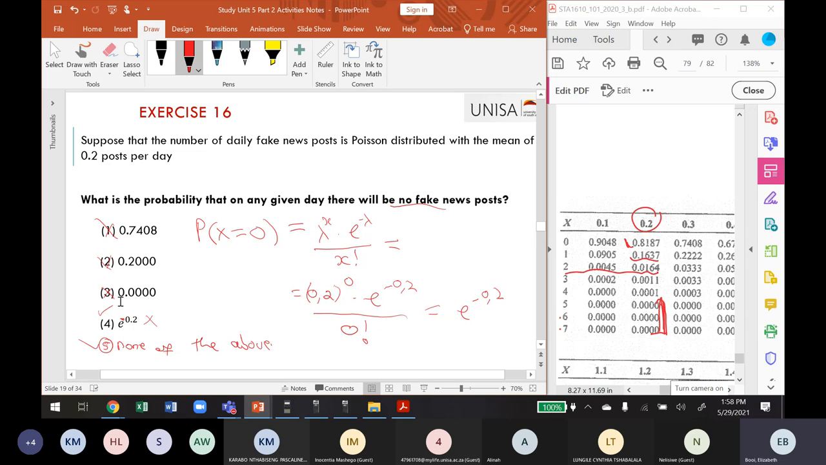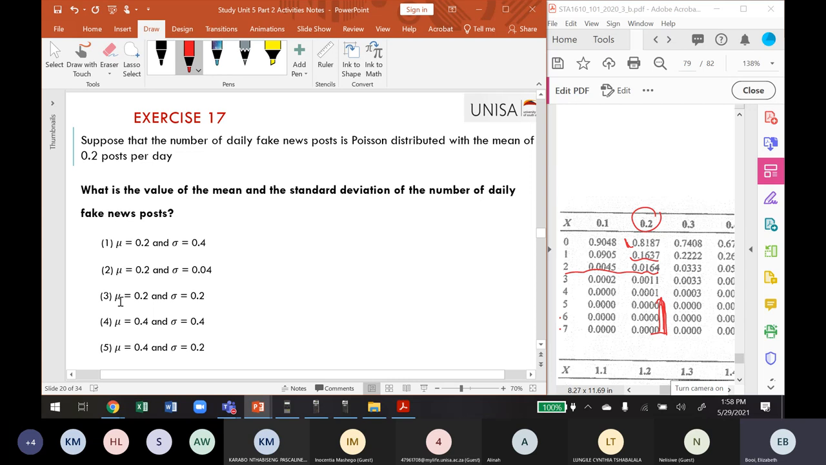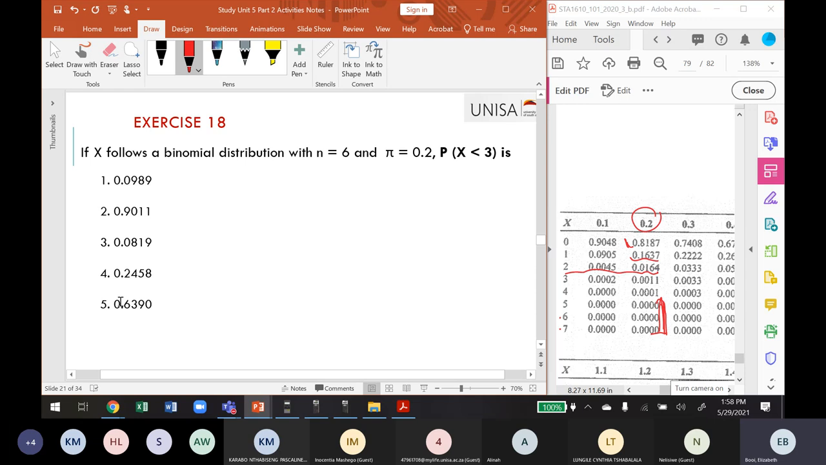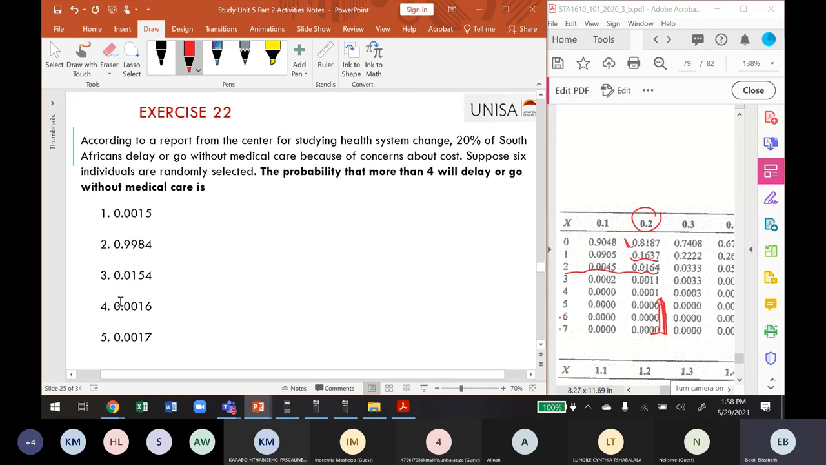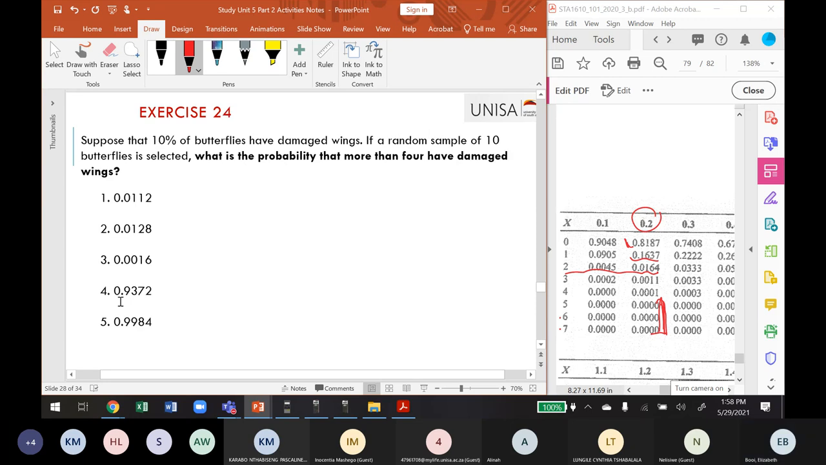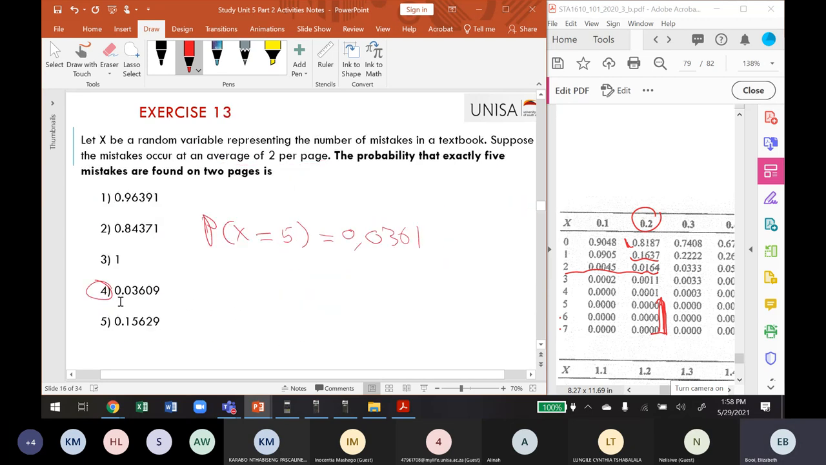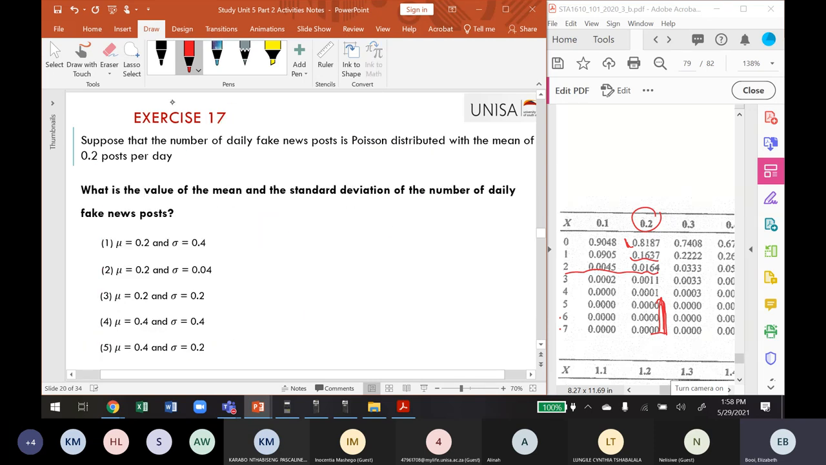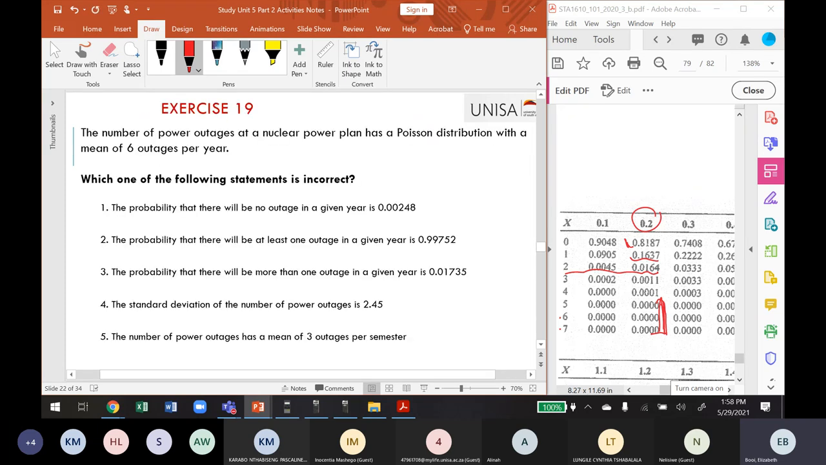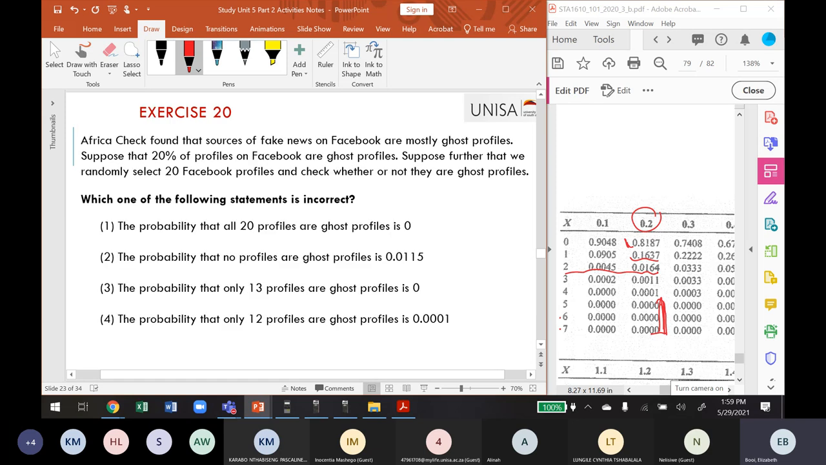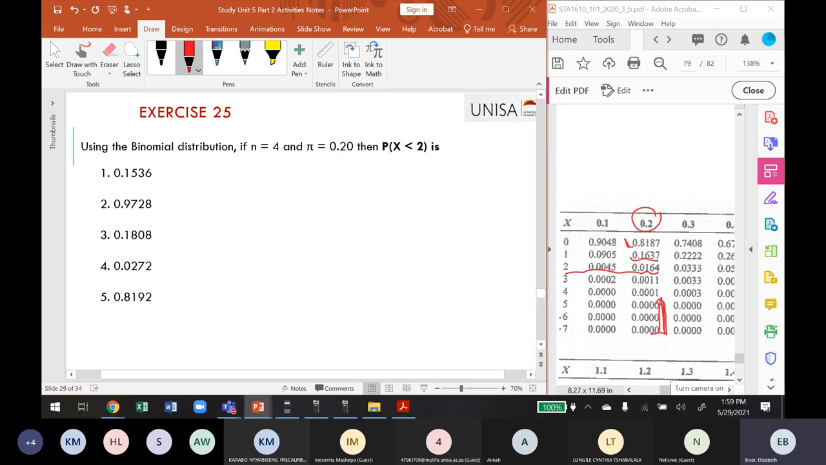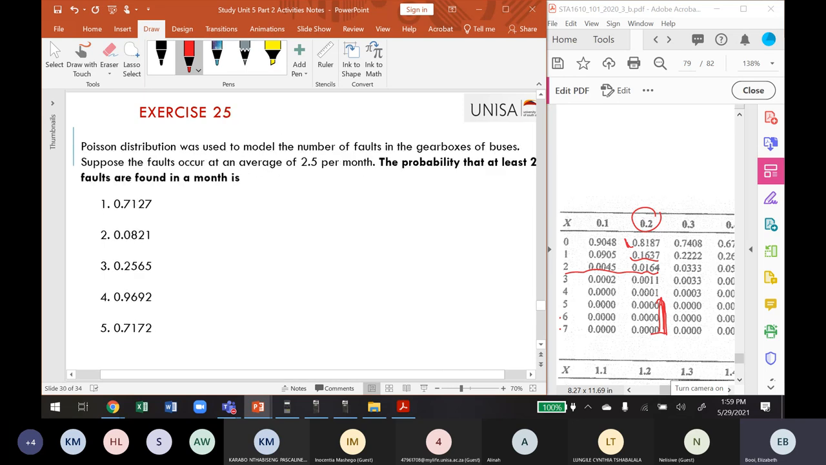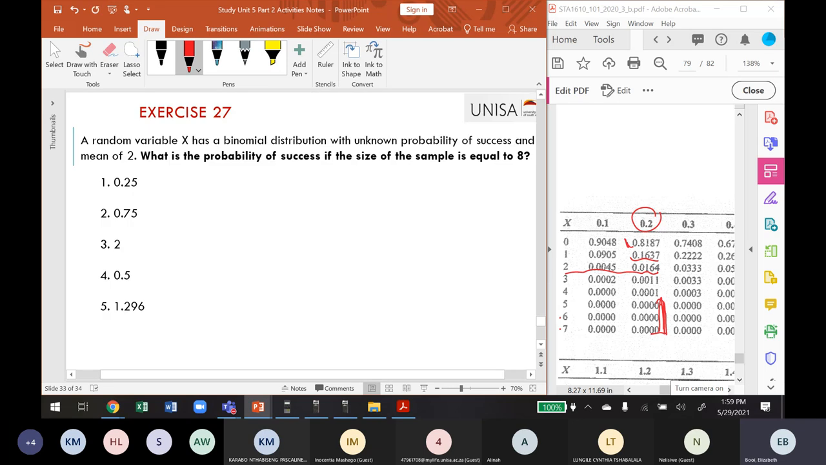Okay. And like with any other handouts I give you, I also give you multiple questions that you can go through and answer on your own. We ended up on number 17. So from here is your homework or your additional activities that you can do on your own, in preparation for your assignment too. And if you get stuck, you can ask on WhatsApp or on myUNISA. From 17 up until 27, you can do on your own.